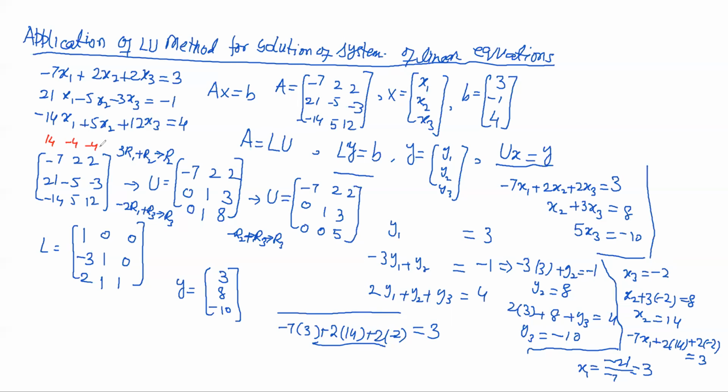So the final solution is x is equal to, starting from the top, 3, 14, and -2. This is the final solution. Is it clear?